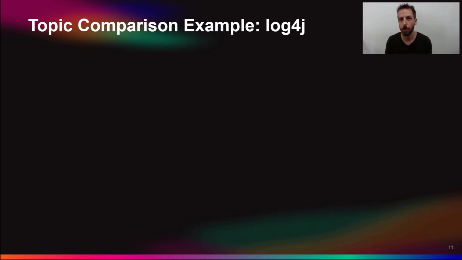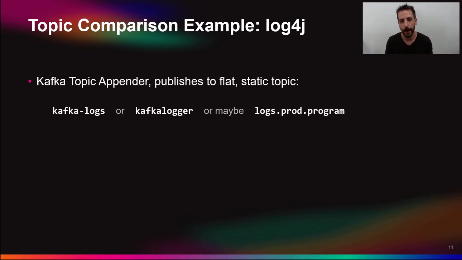If you go and download Log4j, it has appenders, right? These are file appenders, console appenders. There's an appender for Kafka, and when you configure it, it's kind of a static, fixed topic. Some examples could be Kafka-logs or Kafka-logger. This is a topic that you create on the Kafka broker, and then you're just writing your log files into it.